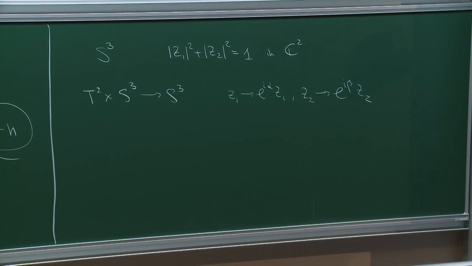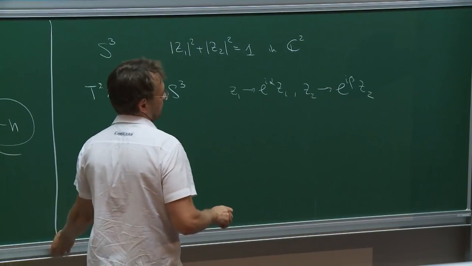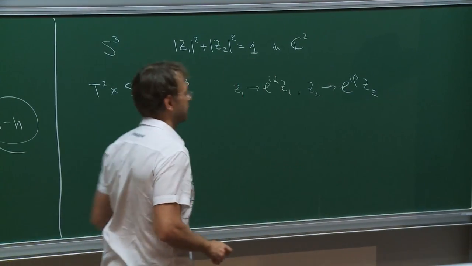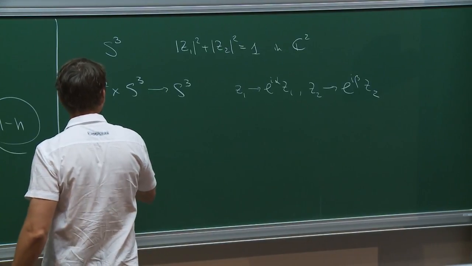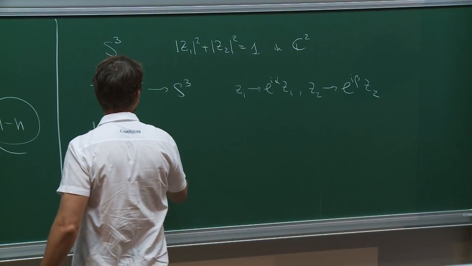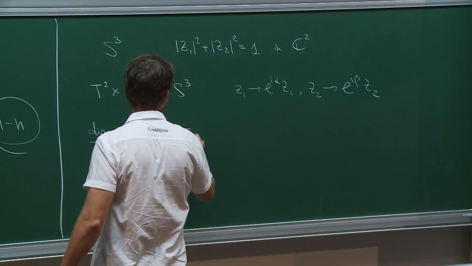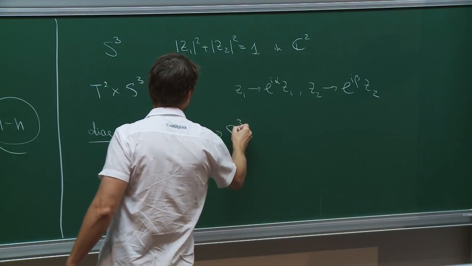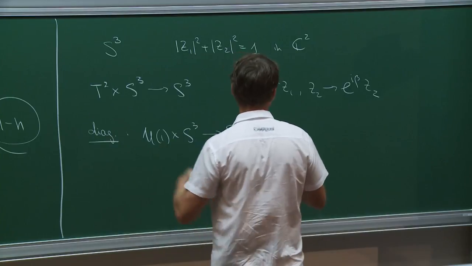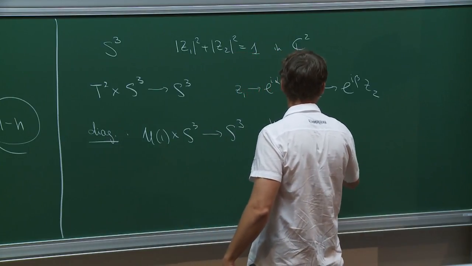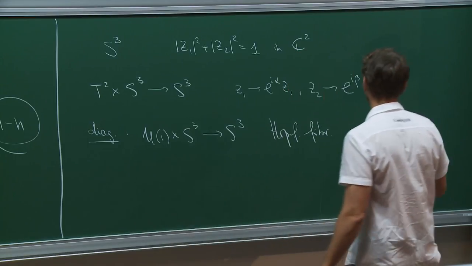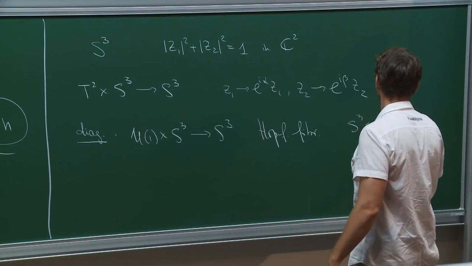If you take the diagonal one, when these numbers are coinciding, this corresponds to U1 acting on S3. And this action is exactly the action corresponding to the Hopf fibration. So S3, 2.